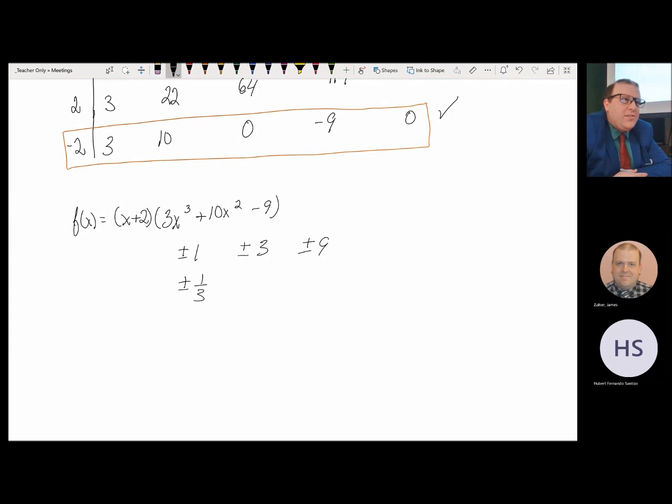Reference these with the original list. Are all of these in the original list? Yes, okay. We already checked plus minus 1, right? They're not possibilities. We already checked them. And if they weren't zeros before, they can't be zeros now. That leaves plus minus 3, plus minus 9, plus minus a third to check.